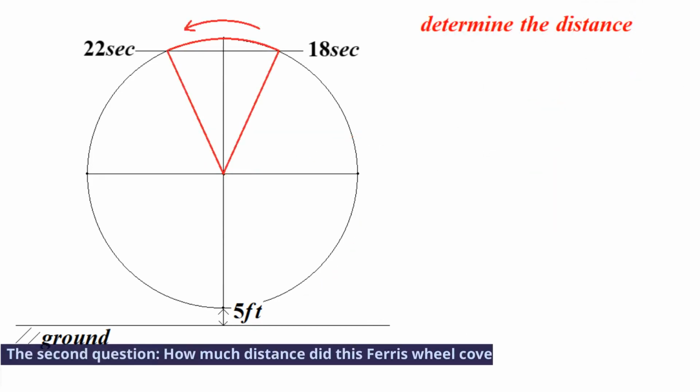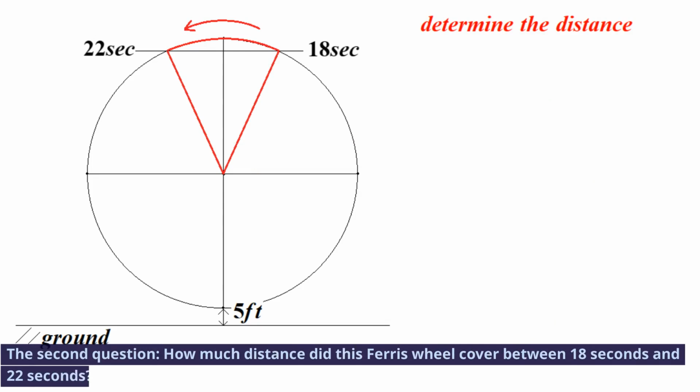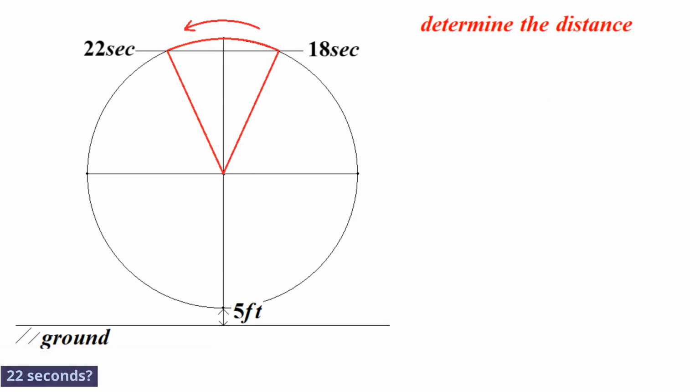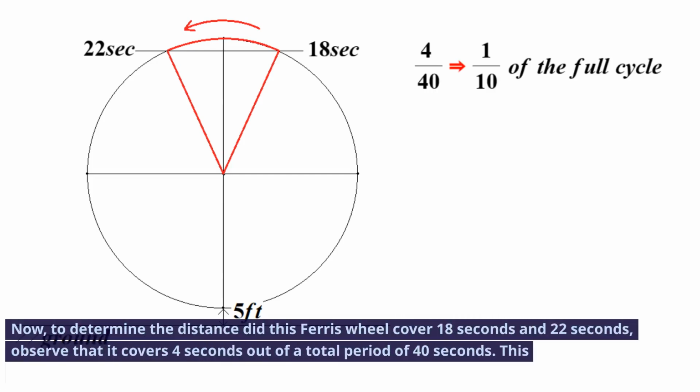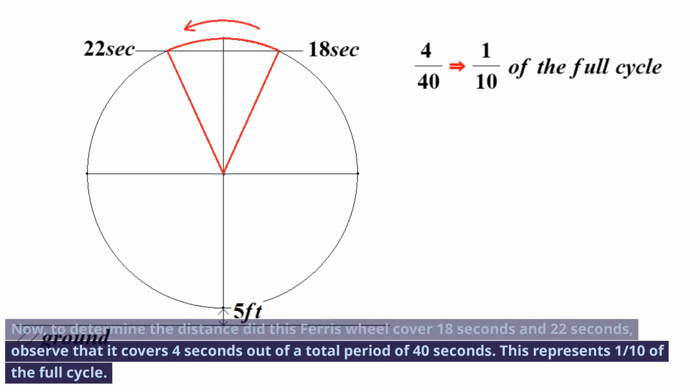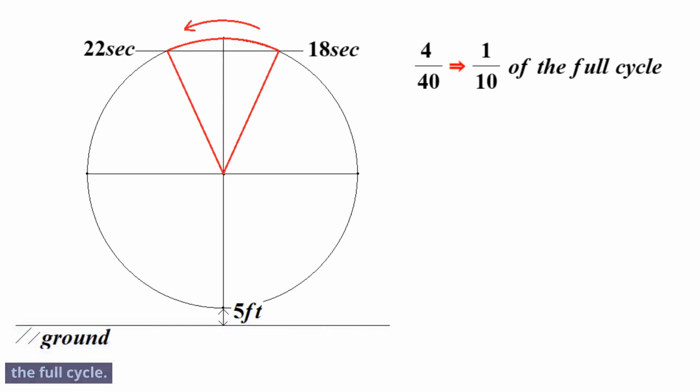The second question. How much distance did this Ferris wheel cover between 18 seconds and 22 seconds? Now, to determine the distance, observe that it covers 4 seconds out of a total period of 40 seconds. This represents 1/10 of the full cycle.